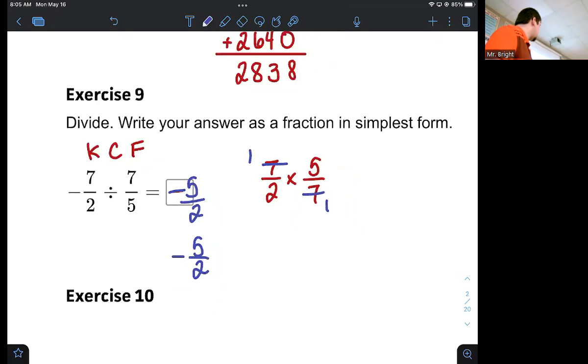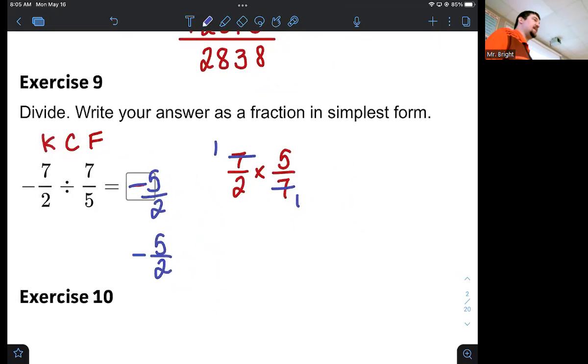It does say write your answer as a fraction in simplest form. It doesn't say that it needs to be written as a mixed number. Although if it did, it would just put -2.5. But since it says fraction, we're going to leave it as a fraction and not change that.